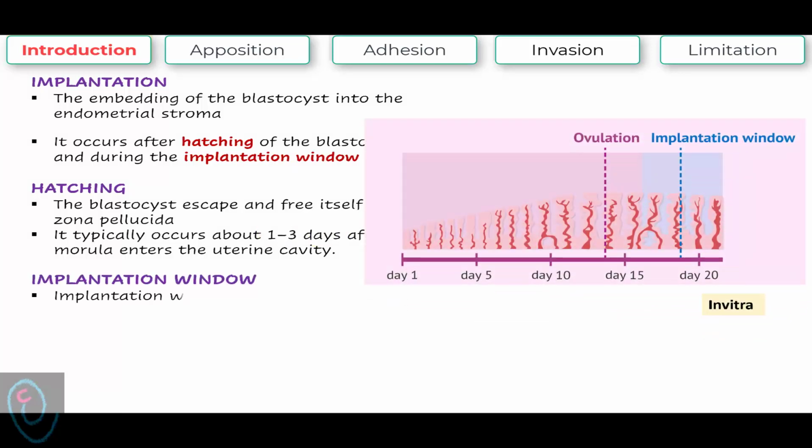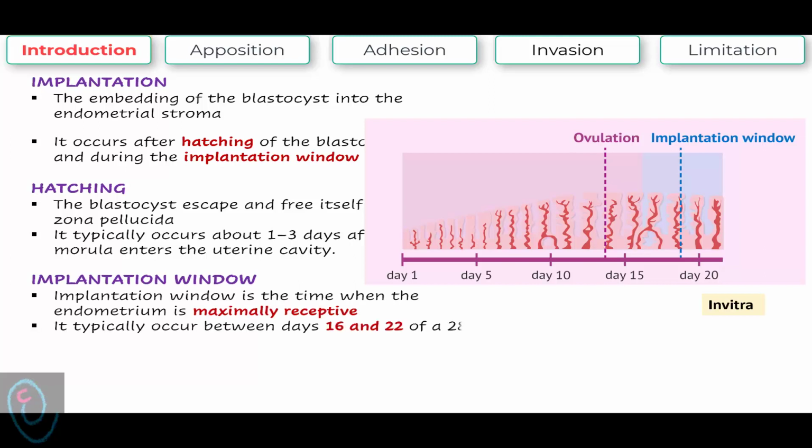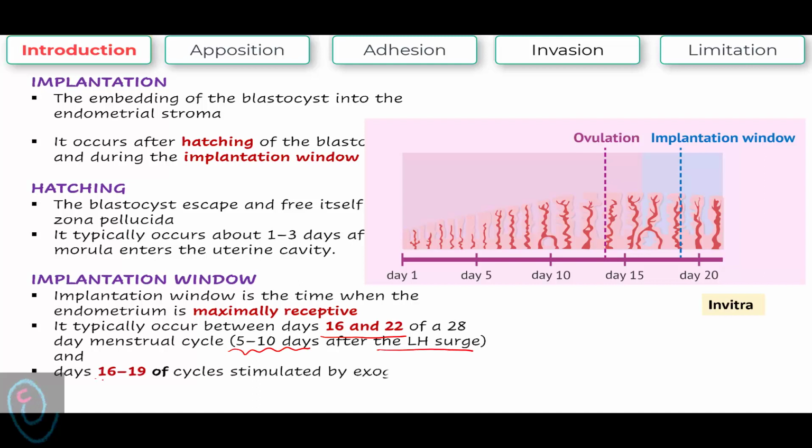The implantation window is the time when the endometrium is maximally receptive. It typically occurs between day 16 and 22 of a 28-day menstrual cycle. It is 5 to 10 days after the LH surge, and occurs between day 16 and 19 of cycles stimulated by exogenous gonadotropin. Here you can see on this diagram the implantation window between day 16 and 22.